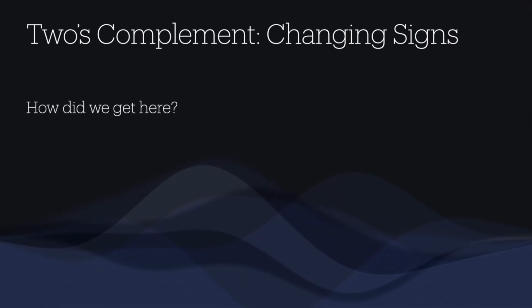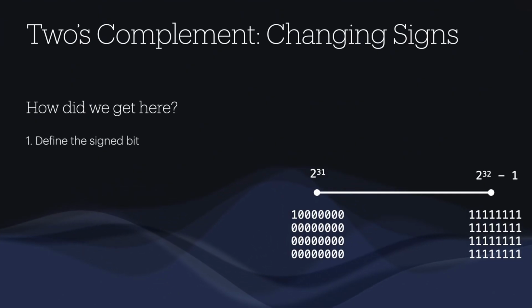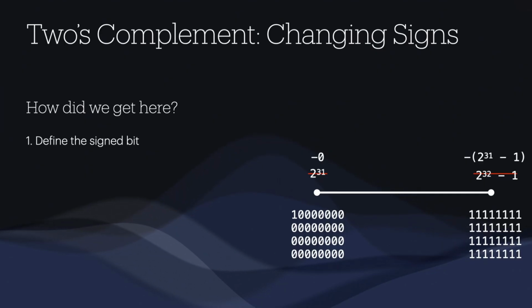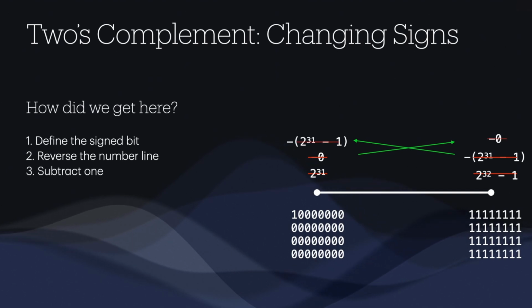How did we get here? Looking at the right number line, first we just had the unsigned version of the number line. Next, we defined the signed bit, saying that all numbers that start with a 1 must be negative, and that the rest of the bits determine its value. After that, we reversed the number line. And then finally, we subtracted 1 from the value.